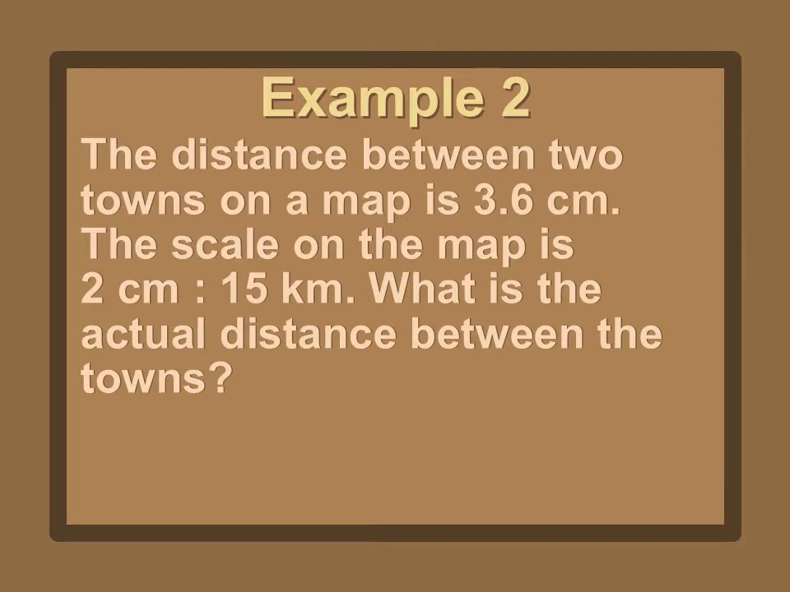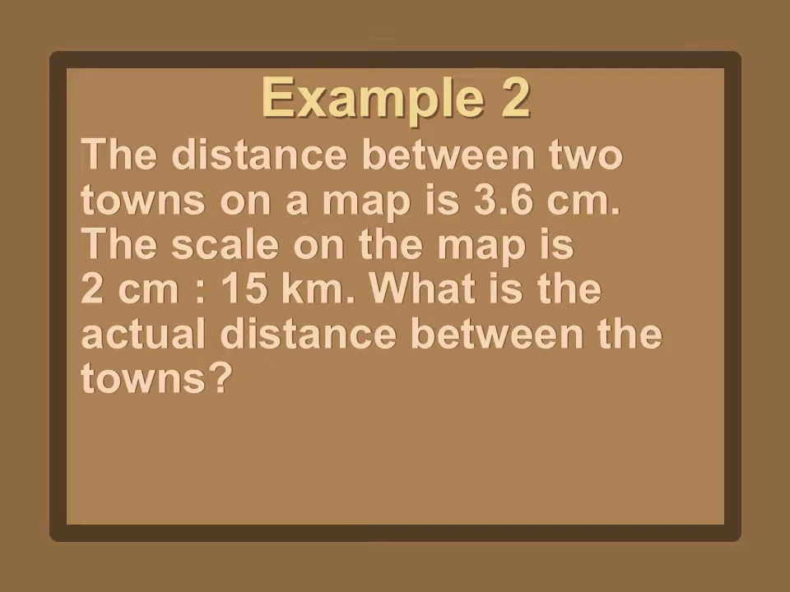Let's take a look at another example. Let's say the distance between 2 towns on a map is 3.6 centimeters. So you're looking at a map. Okay, you've unfolded it, you're looking at it, and from one city to another city, you measure it, and it's 3.6 centimeters. The map says that the scale is 2 centimeters to 15 kilometers. So every 2 centimeters actually equals 15 kilometers in real life.